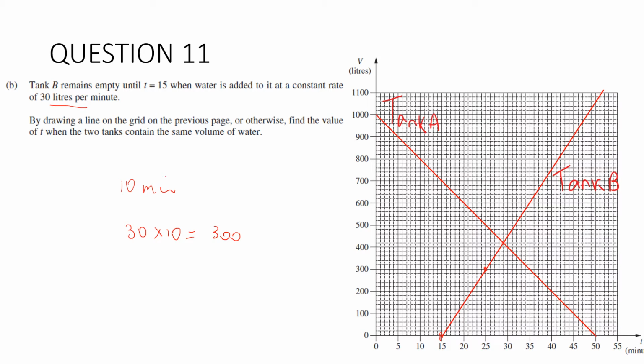Now having a quick look at where those two lines meet, it looks to be roughly around 29 minutes. So in answering the question, find the value of T when the two tanks contain the same volume of water, we're saying that's approximately equal to 29 minutes.